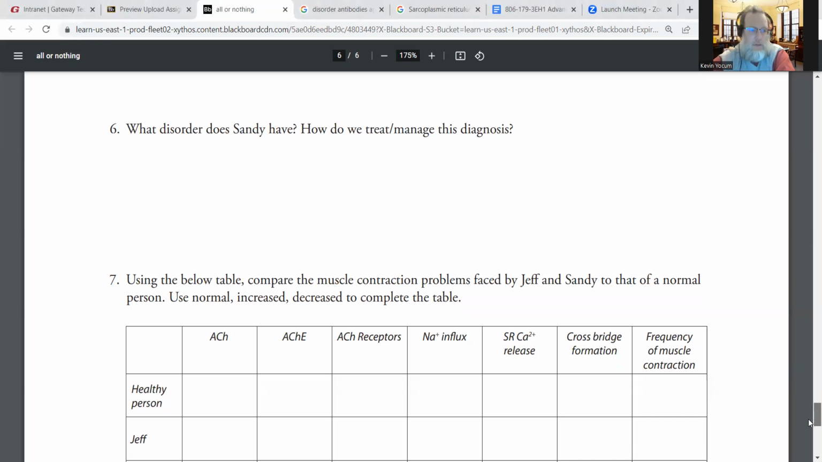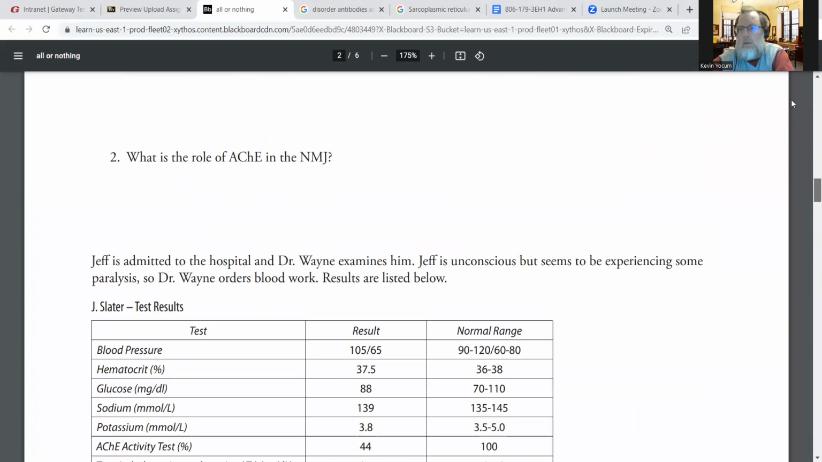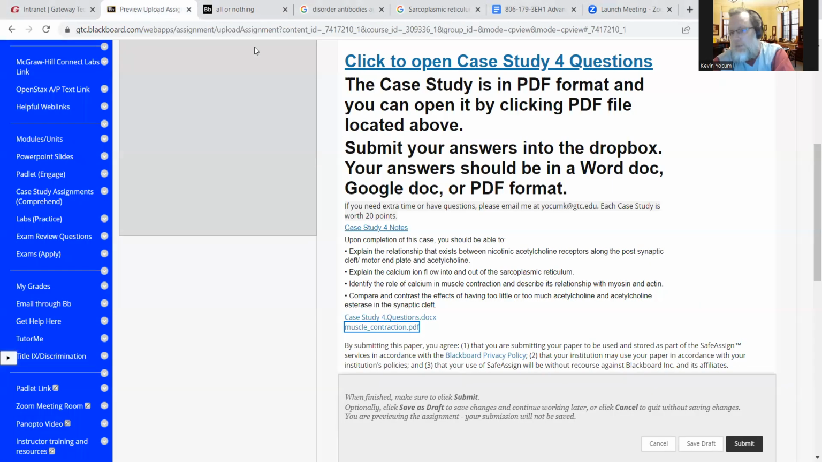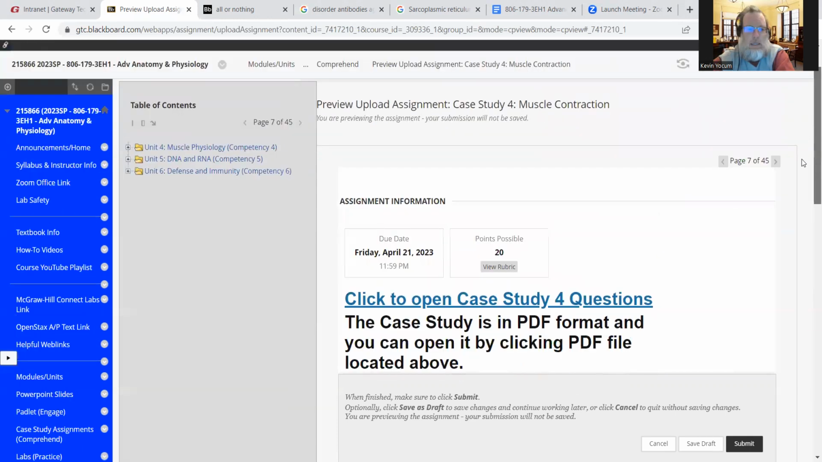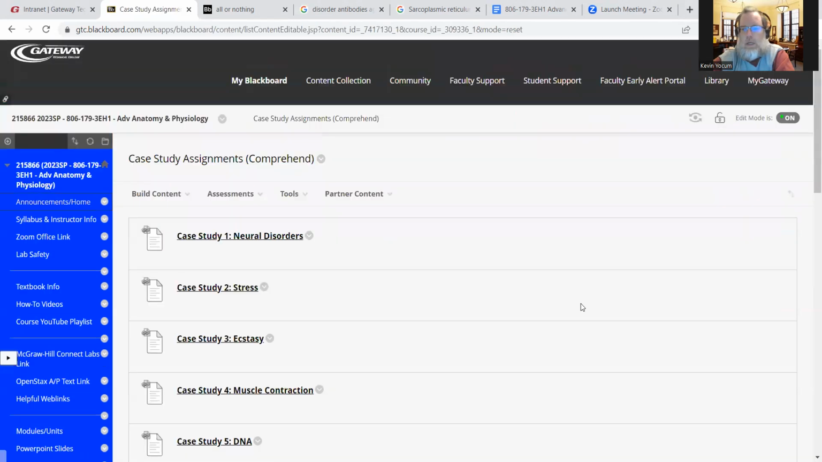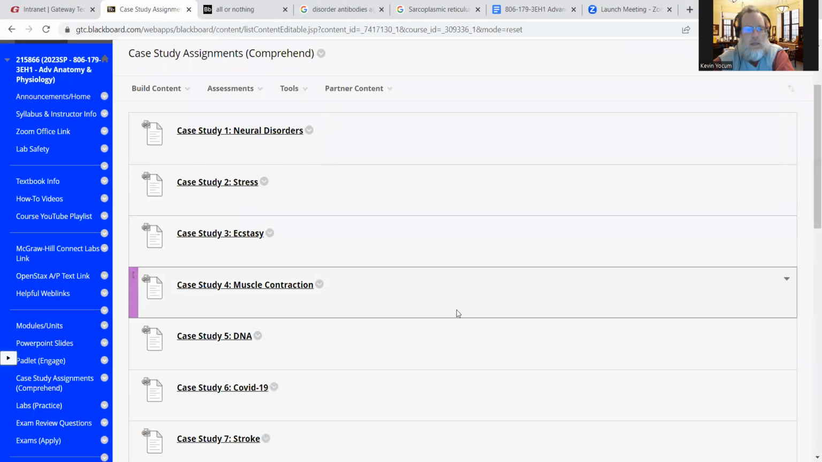And you do not have to do this table, by the way. So do not do the table. You don't have to worry about it. We just went through comparing all of that. So anyhow, that is what's going on with Jeff and Sandy. Again, some of you have already submitted that and it looked great.